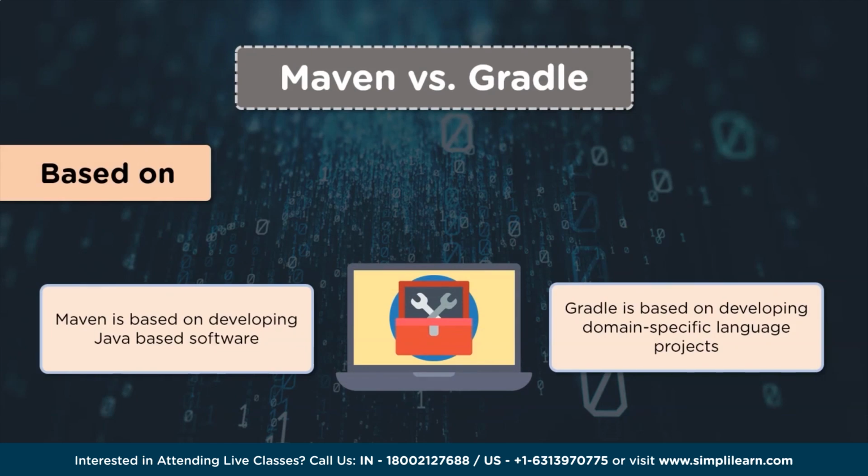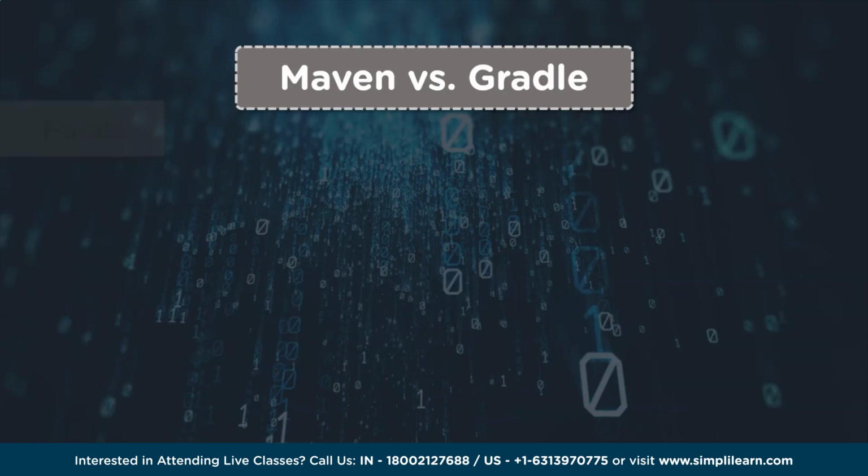Maven is based on developing Java-based software and the goal is related to a project phase. Whereas Gradle is based on developing domain-specific language projects. The goal with Gradle is to add functionality to a project.